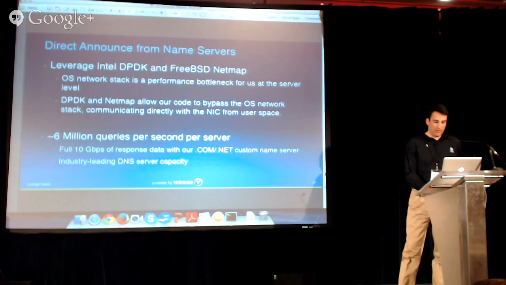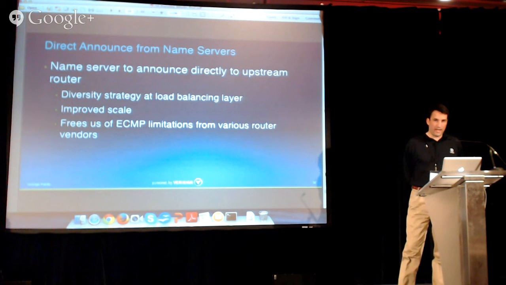And by doing this, we can add diversity at our load balancing layer. We don't have to just use dedicated hardware load balancers. We can now use ECMP to balance traffic between the load balancers that have a bunch of back-end servers, and also servers that announce right upstream using DPDK, basically that technology, and that allows us to do even more capacity.